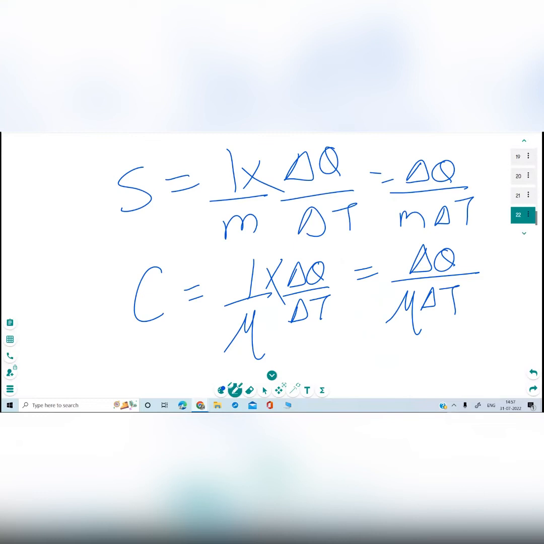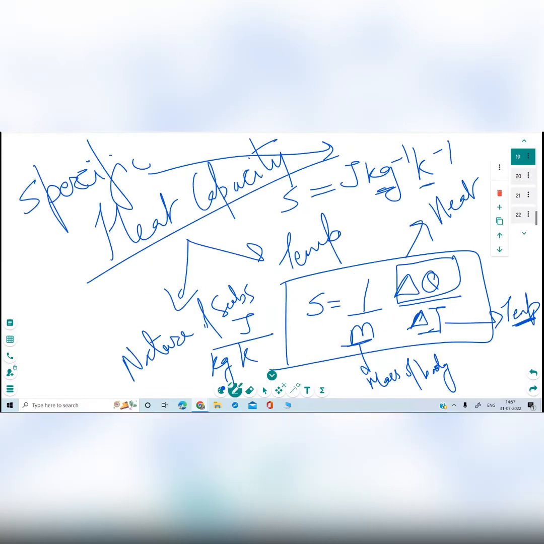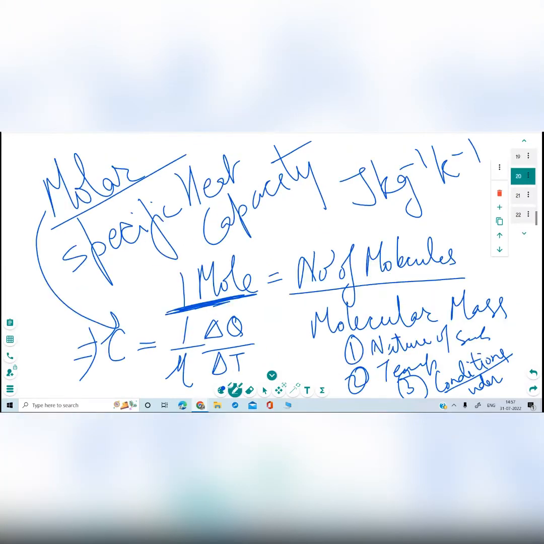I'll revise it once again for you. Specific heat is this, and it depends upon two things: nature of the gases and the temperature. Then we learnt about molar specific heat, where mu represents 1 mole. And what is 1 mole? Number of molecules upon molecular mass. And this depends upon three things: nature of the substance, temperature, and the conditions under which the heat is supplied.